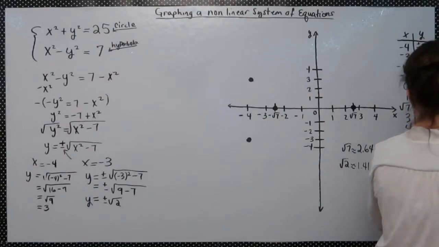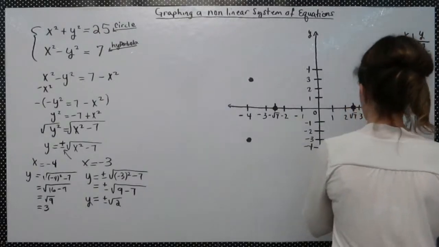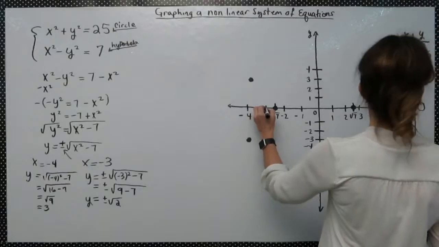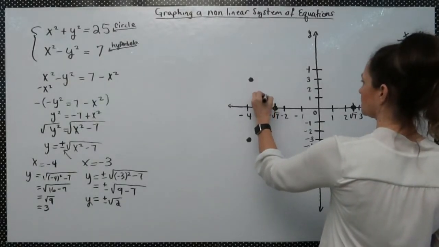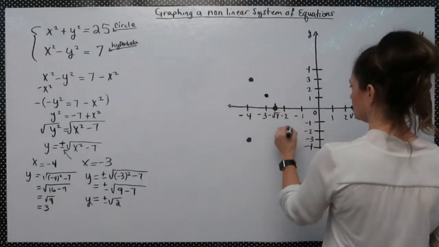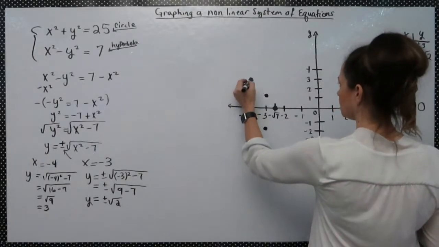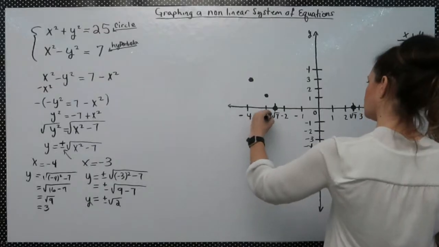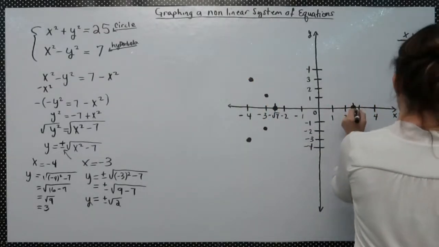Okay. So at -3, we've got plus or minus 1.41. So it's like right in there, and here. So this is actually giving me a pretty good idea of my hyperbola here. And what's happening is you have a symmetrical graph over here.